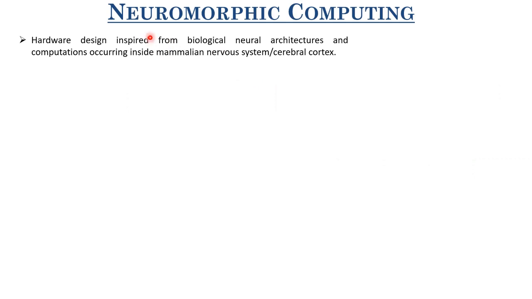So let us begin our discussion on neuromorphic computing, or brain-inspired computing, and let us try to understand what exactly it is. So what is neuromorphic computing? The definition says that neuromorphic computing is nothing but a hardware design inspired from biological neural architectures and computations occurring inside the mammalian nervous system or the cerebral cortex.